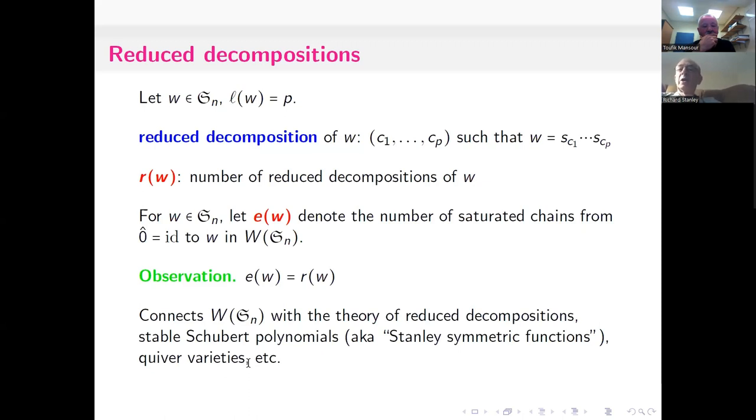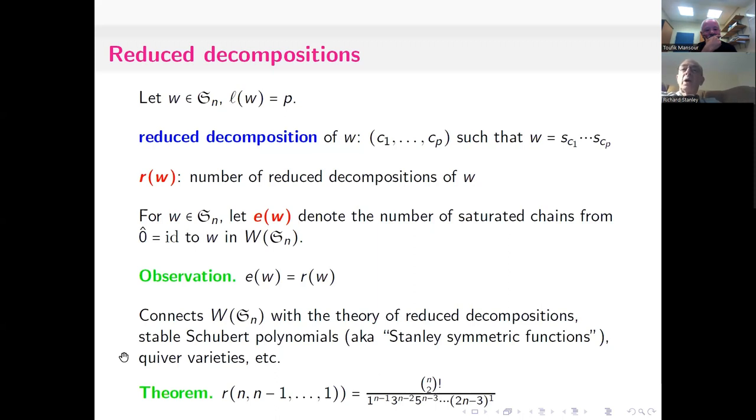In particular, one of the first applications of this connection was this theorem for the number of reduced decompositions of the longest permutation, n minus 1 down to 1. It has just this simple product formula. Well, this looks very mysterious if you've never seen it before. It's the hook length formula for the number of standard Young tableaux of the staircase shape, n minus 1, n minus 2, down to 1. And they come into the picture because of this connection with a stable Schubert polynomial.